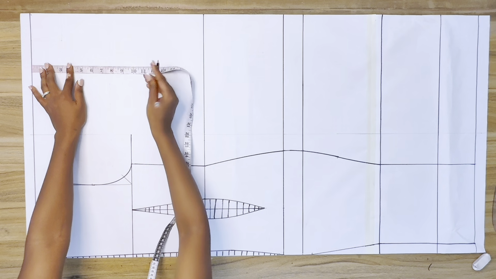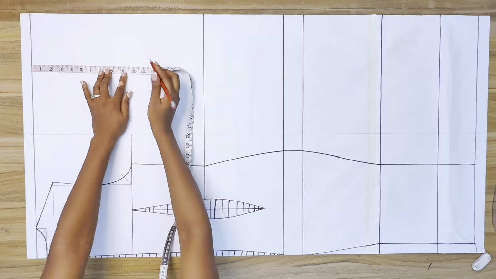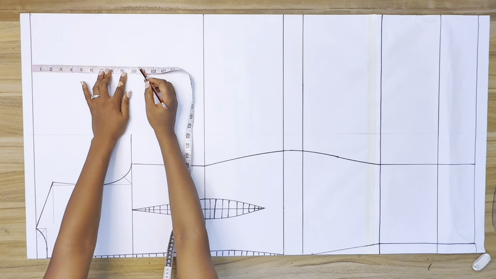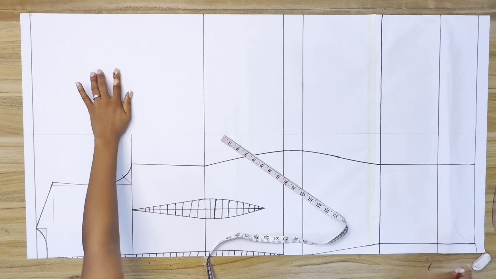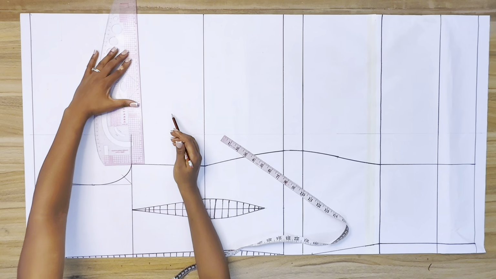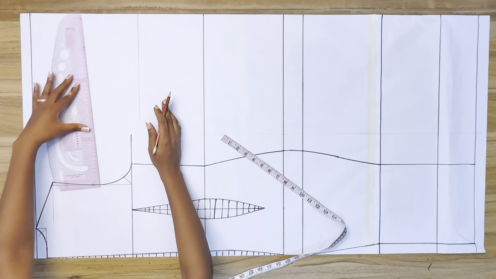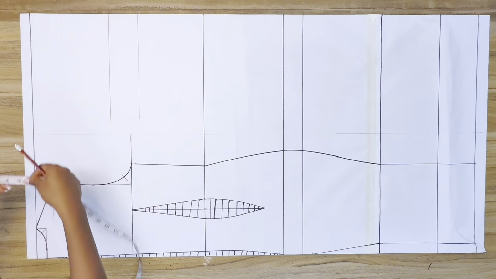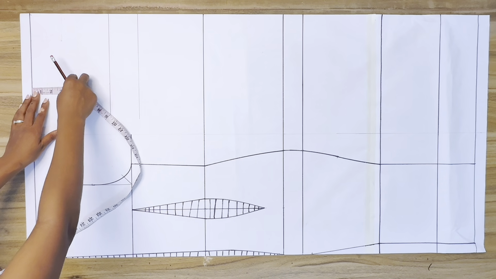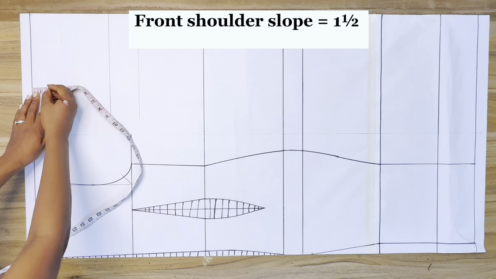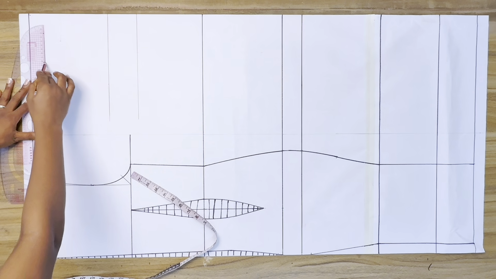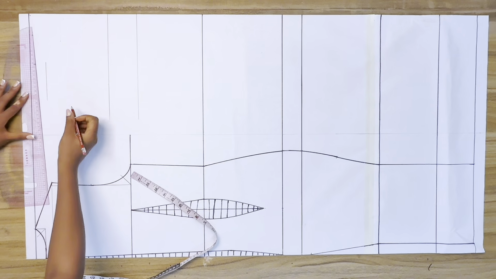And then from the top line, I'm going to mark down the distance from my side neck point to my bust point. This is 10.5 inches for me. And then I'm going to square horizontal lines across this point. This line is the bust level line, and this line is the front bust line. Next, from the top line, come down 1.5 inches and square out a short horizontal line. This horizontal line is the front shoulder slope line.